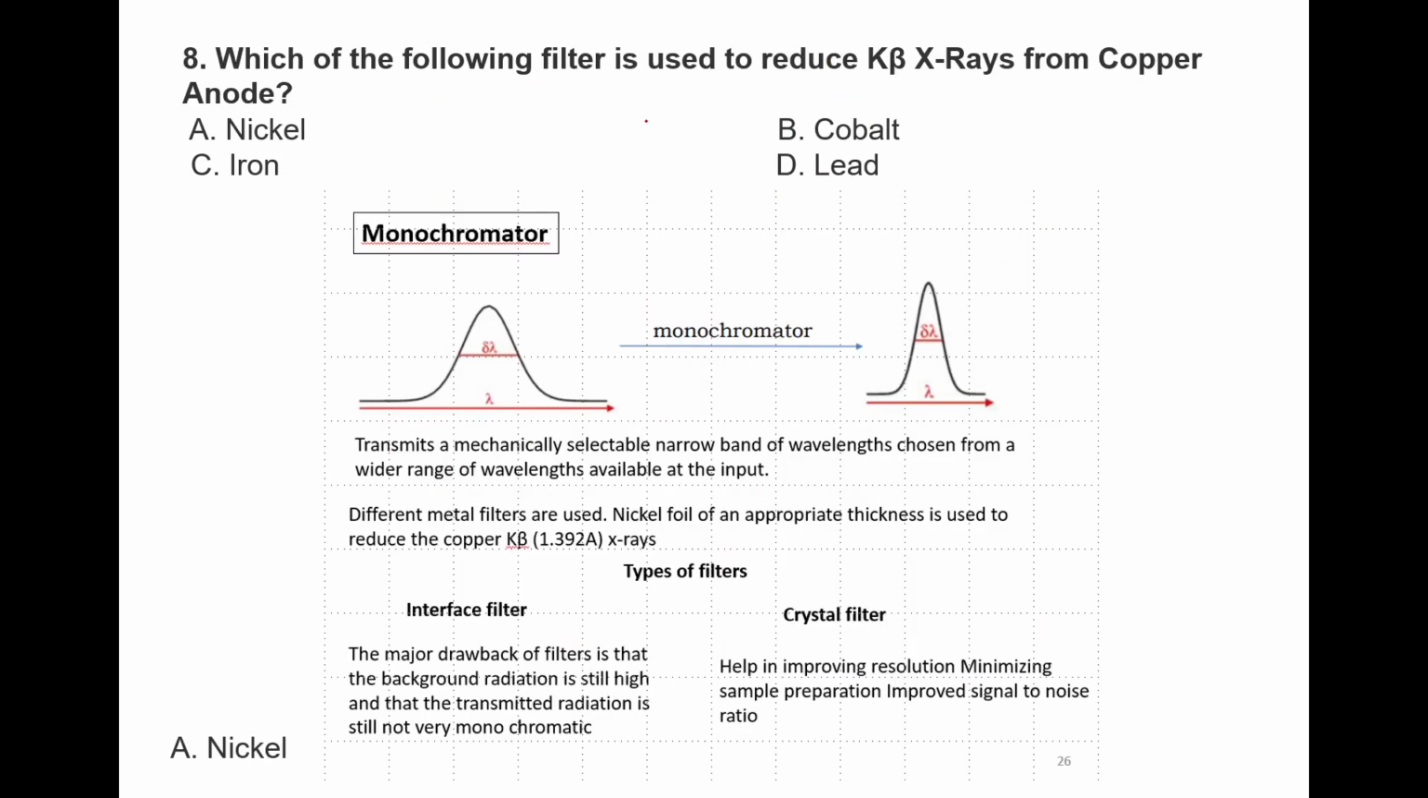Which of the following filters is used to reduce K beta X-rays from a copper anode? Okay, so I mentioned today that nickel foil filters are used so that you do not get this K beta value, that is 1.34 angstrom, because you only require this K alpha and you require that to be monochromatic. So the answer to the question here is A, that is nickel.